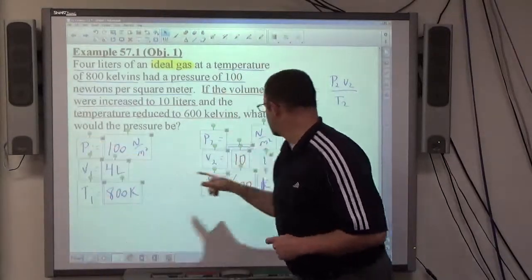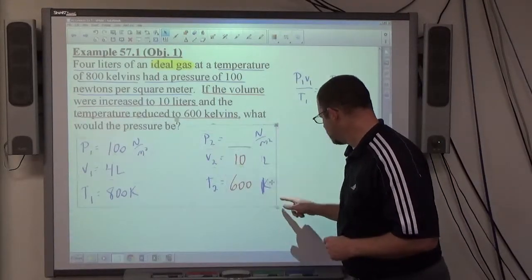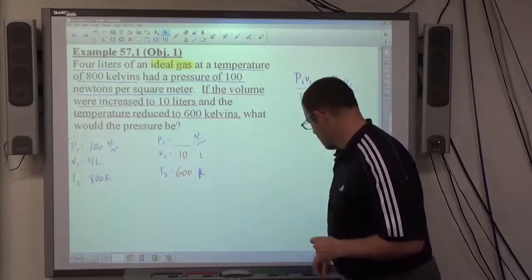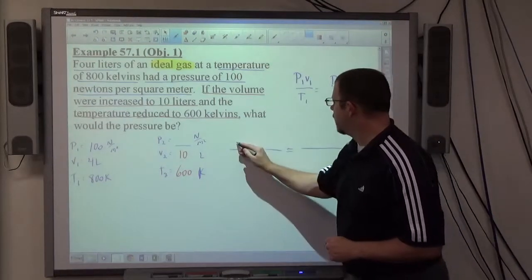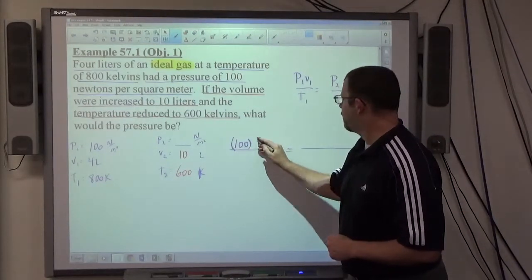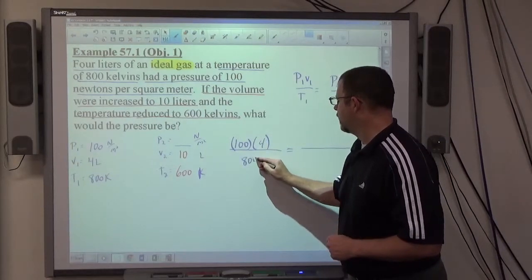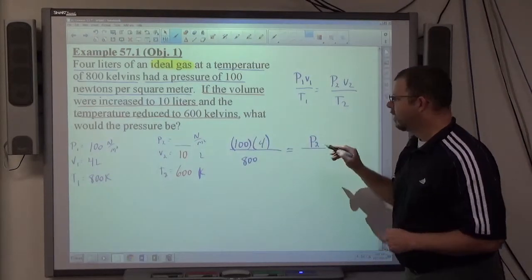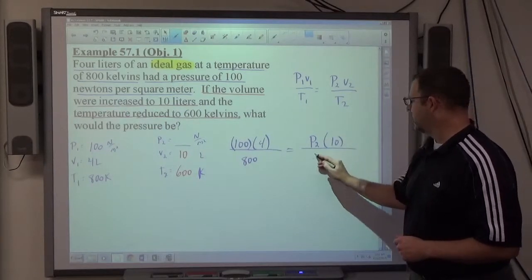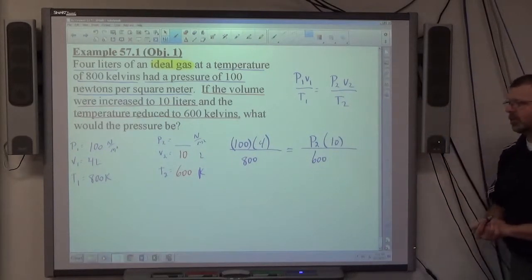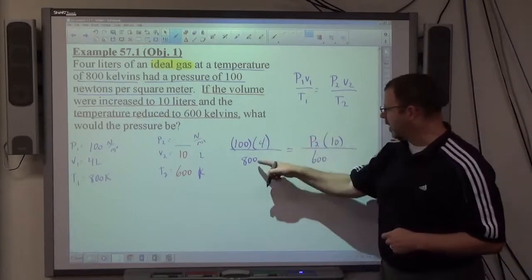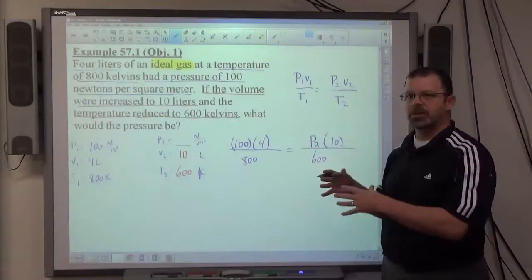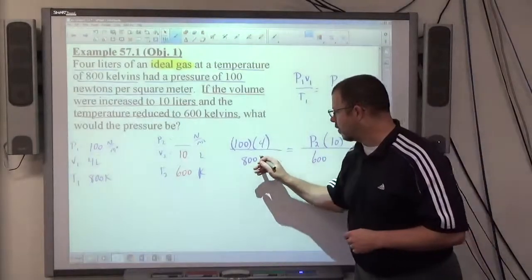Just to get me some room here. All right, so if I substitute all my numbers in that I know, P1 is 100, V1 is 4, over T1 800, equals P2 we don't know, V2 is 10, and T2 is 600. You create this proportion, it's a basic proportion. Keep in mind proportions can be reduced horizontally, vertically. You don't have to do this. Calculators calculate things. So if I did 10 times 800 times P2 and 100 times 4 times 600, that's fine. I like to reduce, so I'm going to do that.